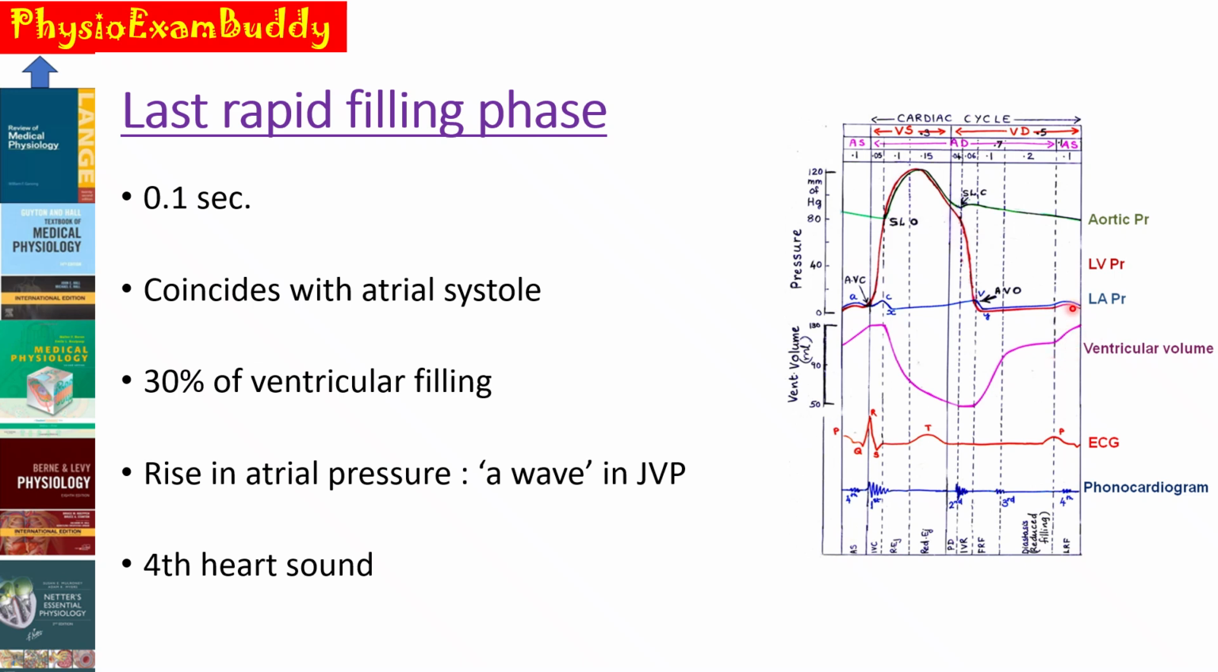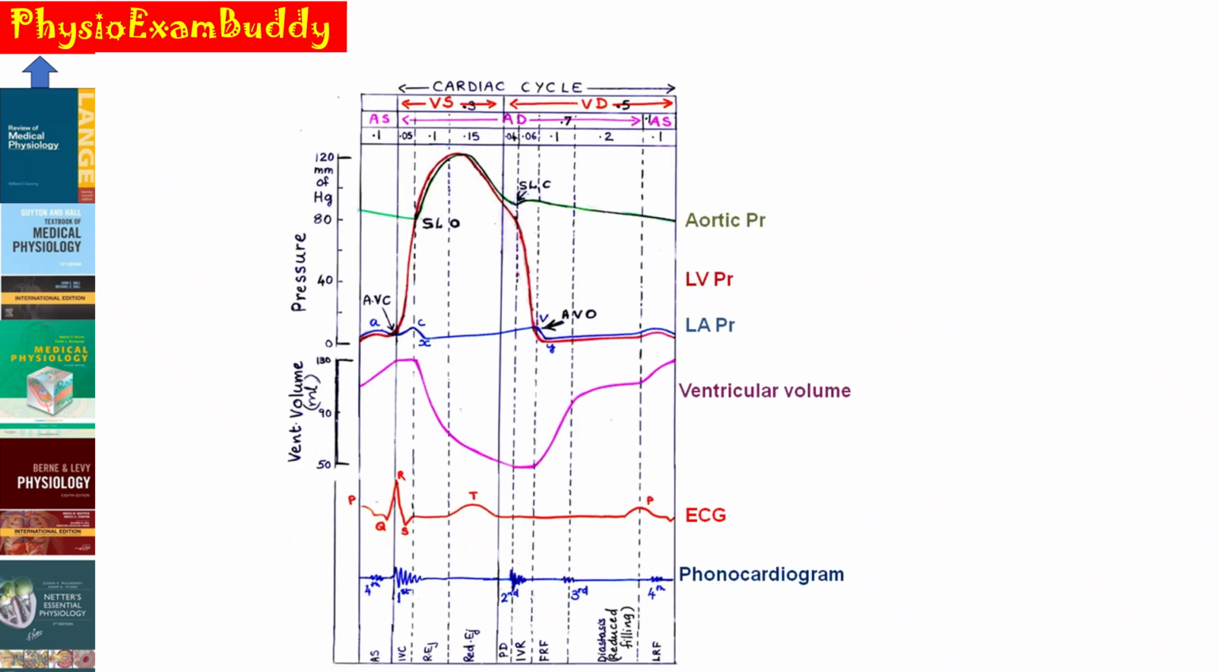Again the right atrial pressure increases, and it contributes to the A wave in the JVP. So the A wave which you have drawn in the JVP here, you have to draw in this last rapid filling phase also, and it corresponds to the fourth heart sound. So all the events which happen in the atrial systole are the same as in the last rapid filling phase. So this is the most important diagram you are supposed to draw along with the cardiac cycle.